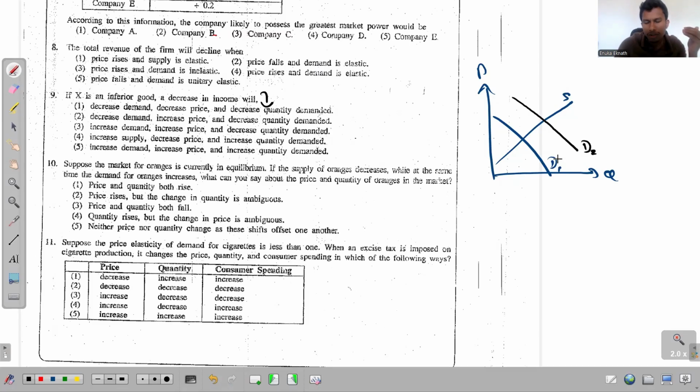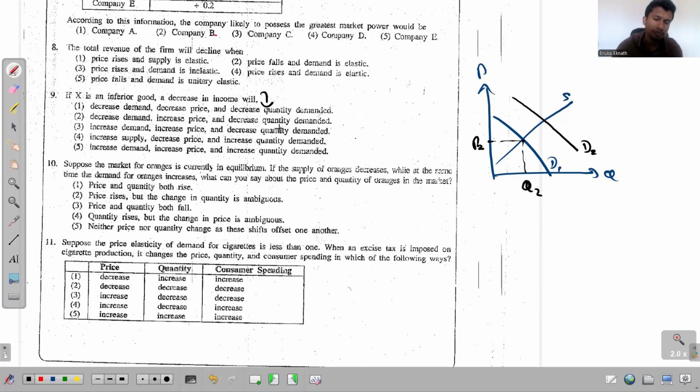So let's assume this to be the new demand curve. Based on the previous demand curve and the supply curve, we recognize this P2 to be the equilibrium price and Q2 to be the equilibrium quantity, right? This is the equilibrium quantity.